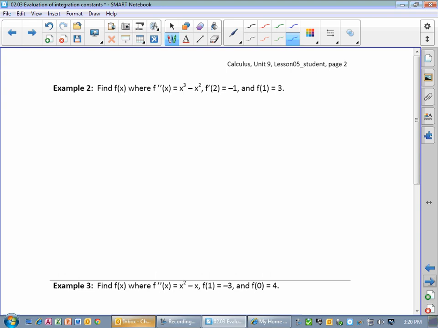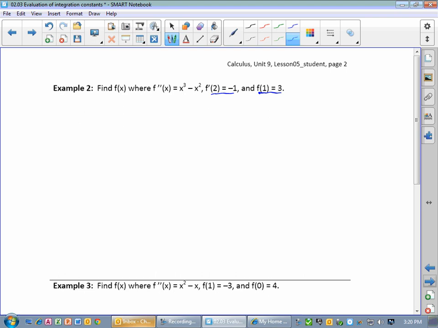So notice in the first example here, we have the second derivative, an f double prime. We're also given a value for the first derivative when x is 2, right here. And then we're given a function value when x is 1. Now, it's not necessary that we have consistent x values, just like in this example, it's not. It doesn't really matter, it doesn't factor into what we're doing.